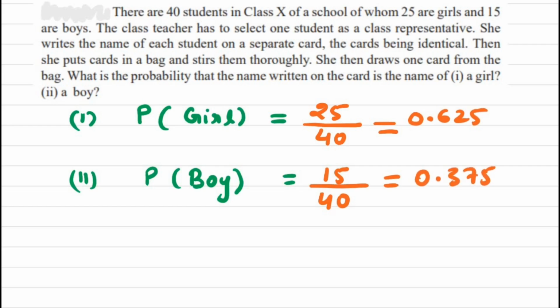0.375. Now here, the probability of happening of an event, this number as well as this number, are lying between 0 and 1, that is 1 point.